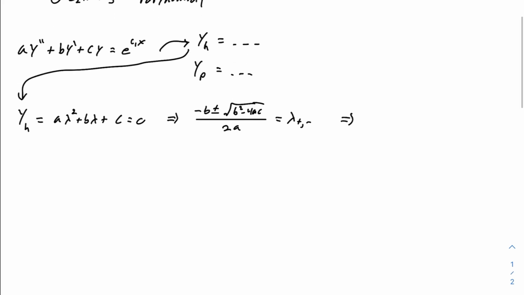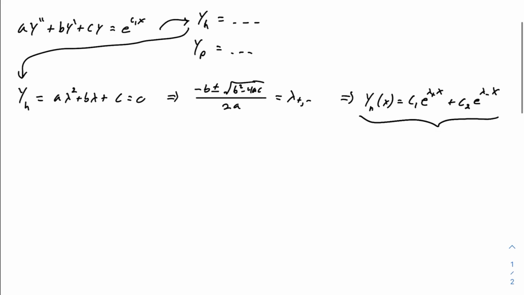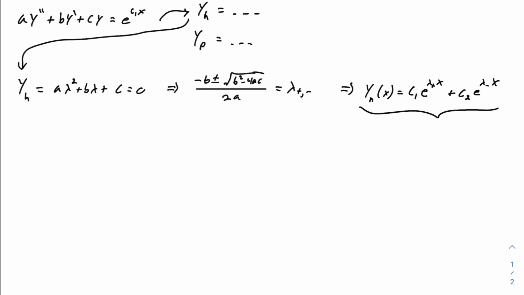Okay, so that gives us the solution y_h of x is equal to some constant, I'll call it c1, e to the lambda plus times x plus c2 e to the lambda minus times x. I'll get rid of the dot and make that look more like a minus. So we have our homogeneous equation, our solution, and that's pretty easy. So now how do we get our particular solution? So that's kind of the question.